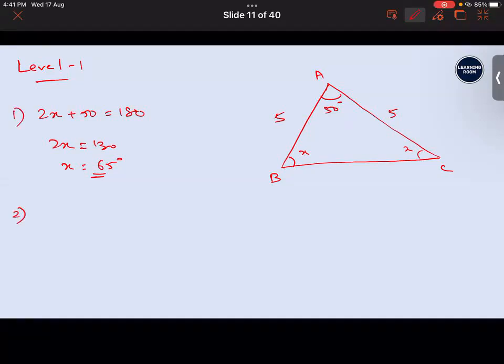Here, second one. If two sides of a triangle are unequal, then opposite angle of a larger side is. This is the statement. If two sides of a triangle are unequal, it will not form an equilateral or an isosceles triangle. So it's a scalene triangle. So for a scalene triangle, what are they trying to say? Opposite angle of larger side is always larger. That's it. It's greater. So option B.